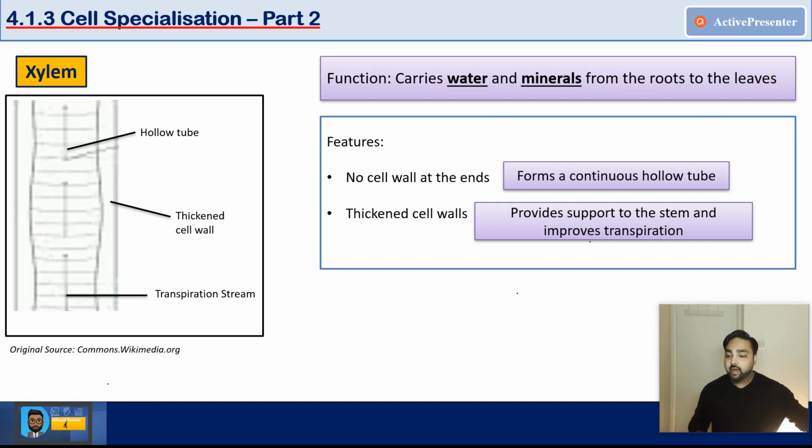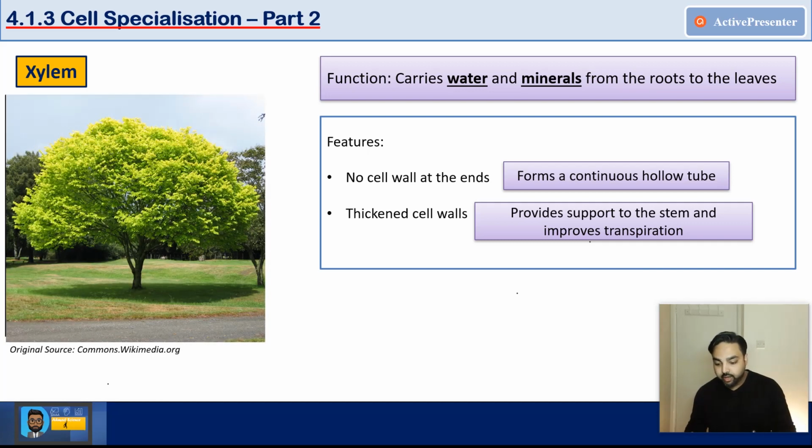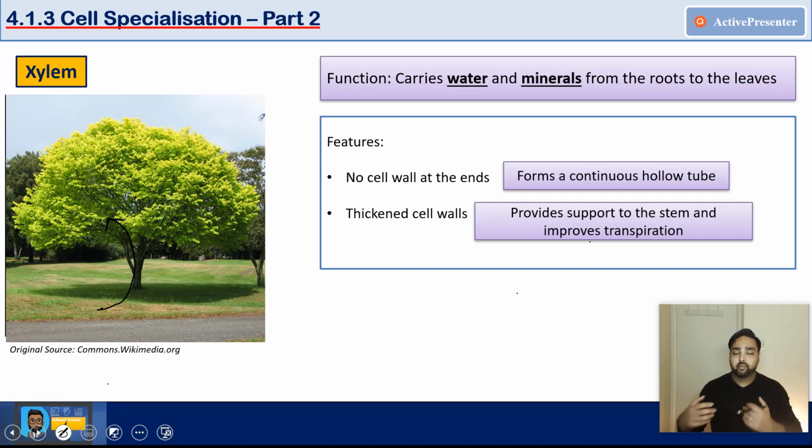Okay, so if you think about it again, we're trying to get the water from the roots all the way up the tree to the leaves, and the xylem tissue is key in actually allowing the tree or the plant to do that. Okay, the second thing I want to talk about is the phloem tissue. Now the phloem tissue is kind of similar, and these are the two often that get confused.